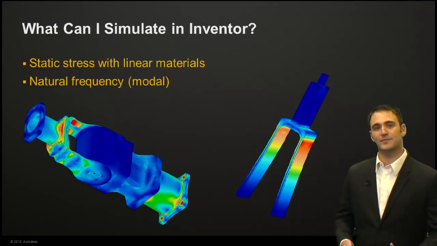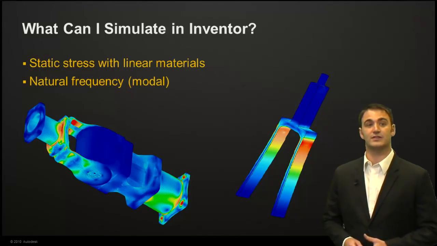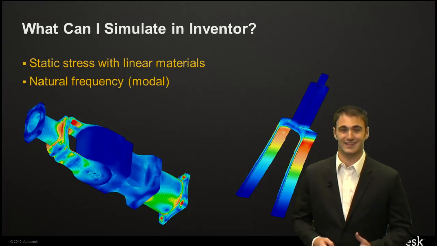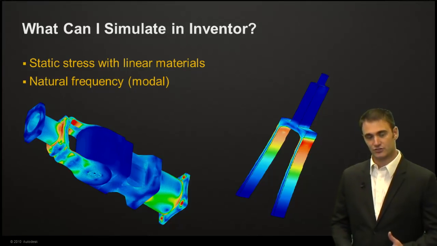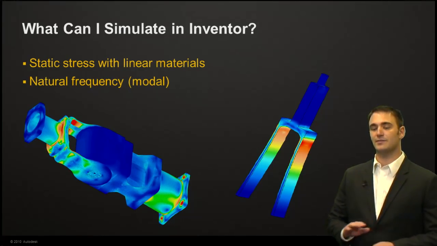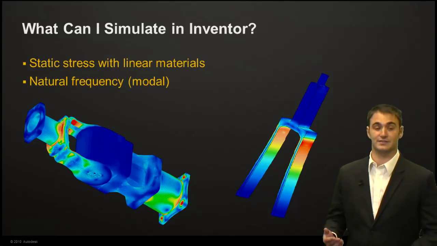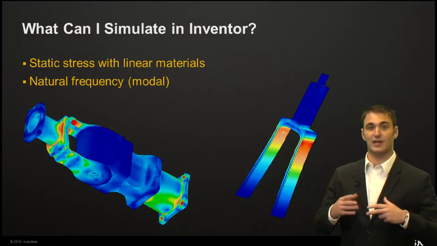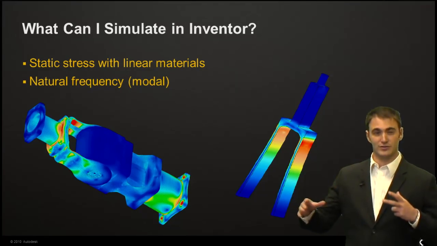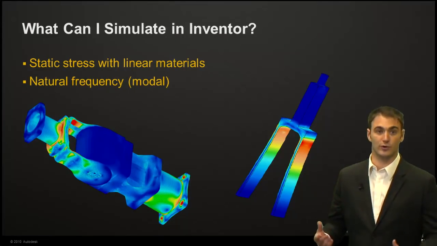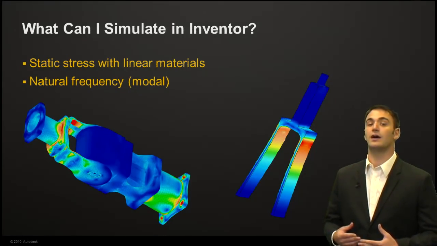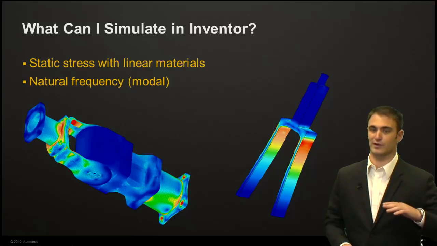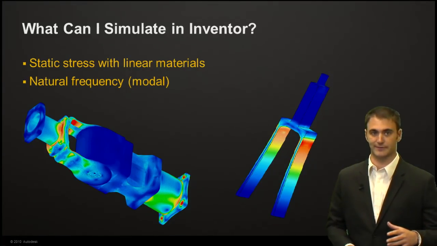So what can I simulate in Inventor? There's basically two things: static stress with linear material models, and natural frequency or modal analysis. What does this really mean? Static stress is a baseline, simple, static finite element analysis. It lets you take a part, lock it down in space, it can't be free floating, and put some loads and constraints on it and see how it's going to deflect or deform. It's got to be a static scenario, and it can only use linear materials, basically meaning nothing's going to go beyond the yield point, or nothing's going to be something crazy like a rubber material.